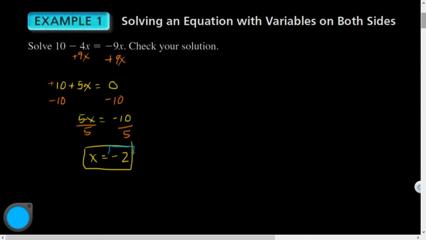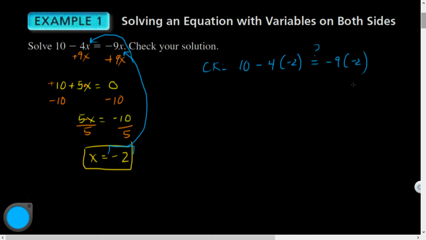And let's do a check, because I don't do checks every time, and I haven't been expecting you to do checks every time. But when I check it, I plug it in for all of the x's. 10 minus 4 times -2. Is that equal, question mark, to -9 times -2? Cameron, you're writing this down?